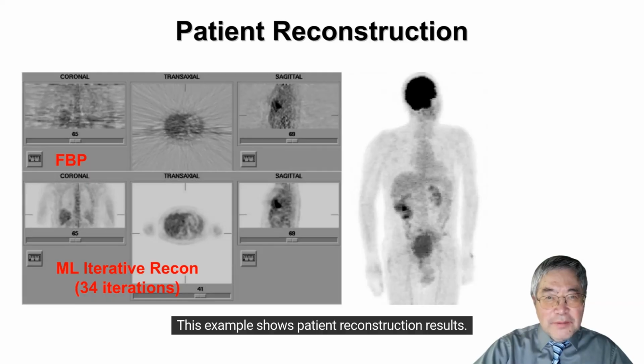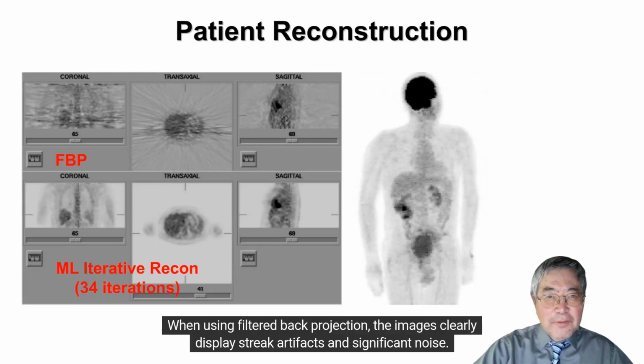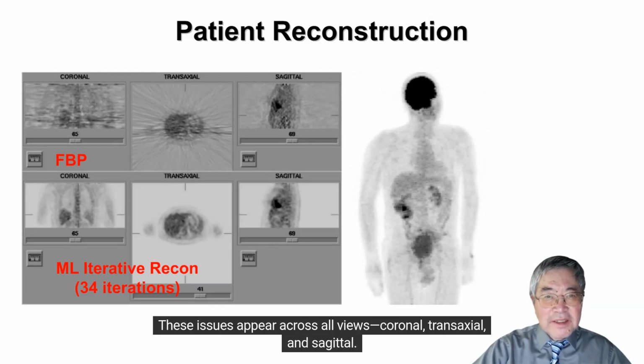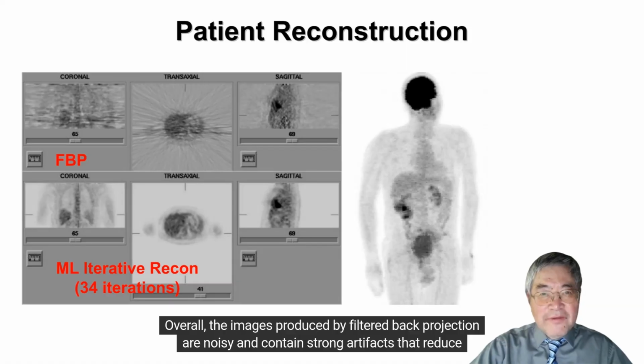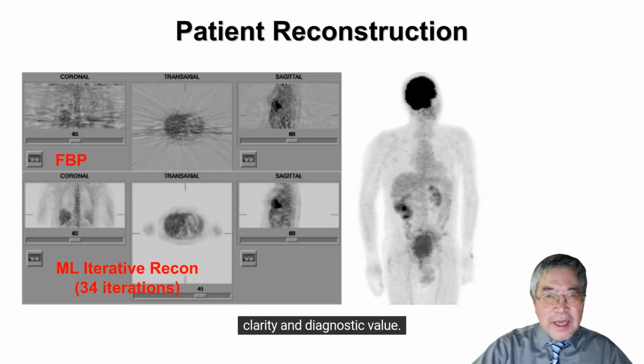This example shows patient reconstruction results. When using filtered back projection, the images clearly display streak artifacts and significant noise. These issues appear across all views: coronal, transaxial, and sagittal. Overall, the images produced by filtered back projection are noisy and contain strong artifacts that reduce clarity and diagnostic value.